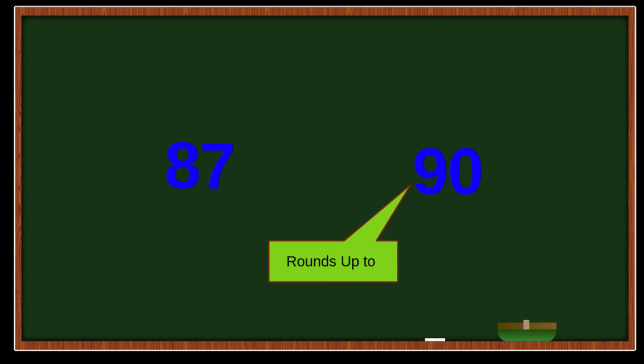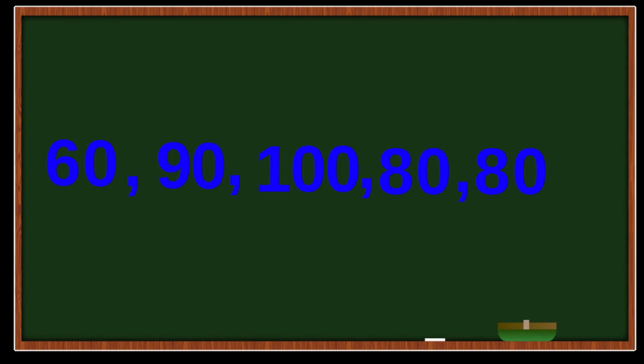87 rounds up to 90. 95 rounds up to 100. 82 rounds down to 80. 75 rounds up to 80. Our resulting rounded numbers are easier to read and use for the report. 60, 90, 100, 80, and 80.